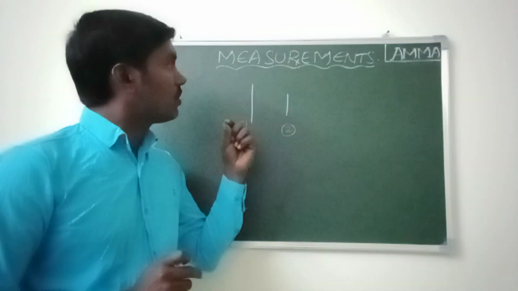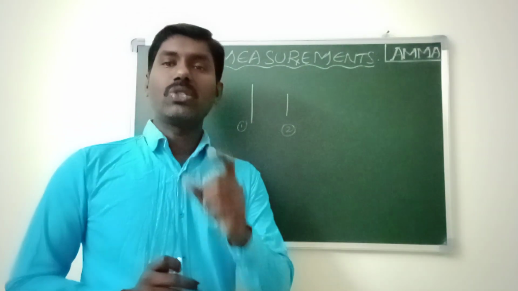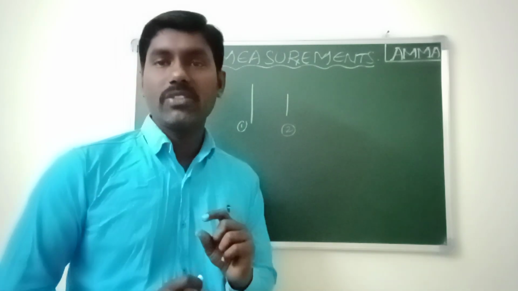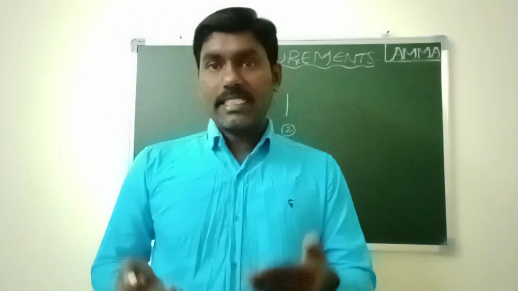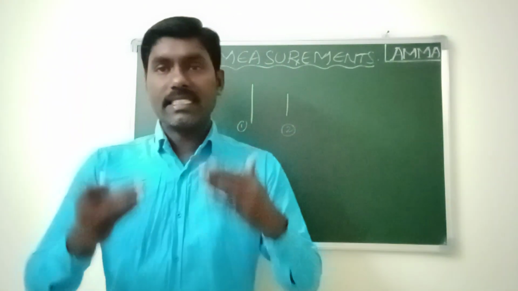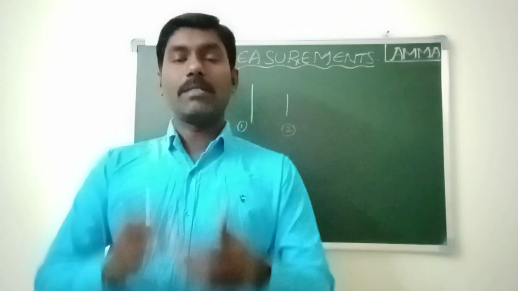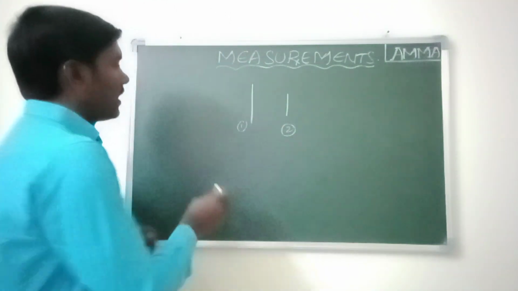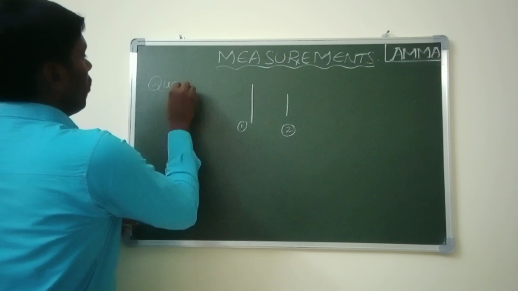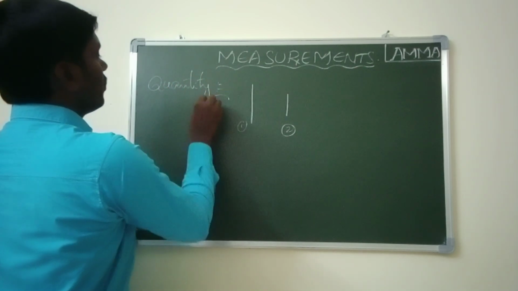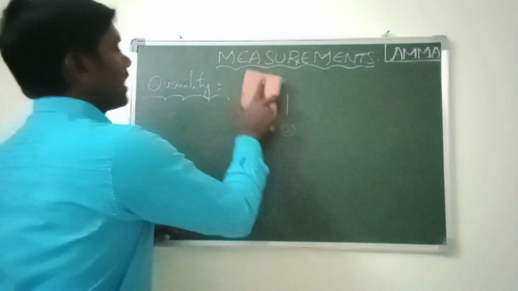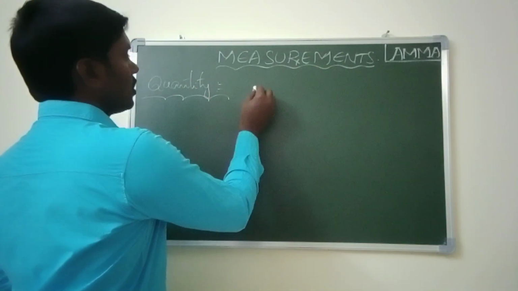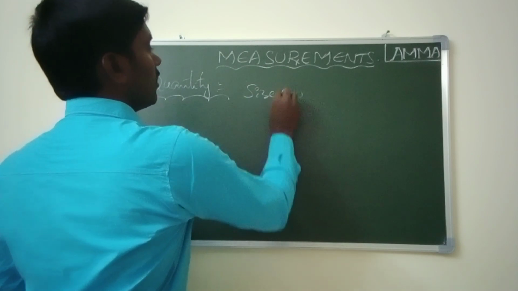When we begin to learn about measurements, we should mainly know about quantity, because the entire physics world depends upon quantity. We are discussing physics, which means we are discussing quantities only. First of all, let us try to know about quantity. What is meant by quantity? How do you define quantity? Quantity means amount, size, or number. The definition of quantity is the size or the number.